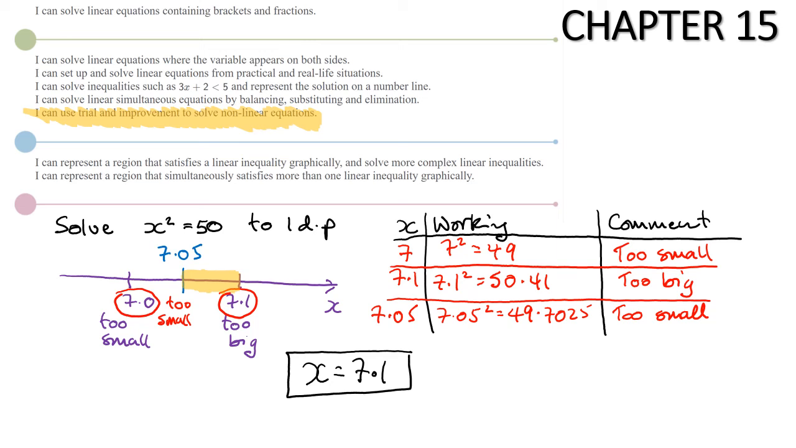Now sometimes your table may be a bit bigger, there might be a bit more working to do, but this is basically how trial improvement works. You try a number, you see if it's too big or too small, then you try another number that might be a little bit bigger, a little bit smaller, but help keep track of what you're doing by drawing a number line. That's really useful, and then you can see where to go next.